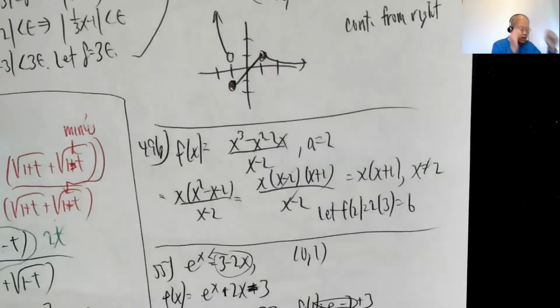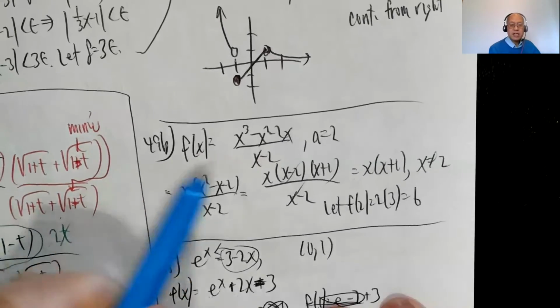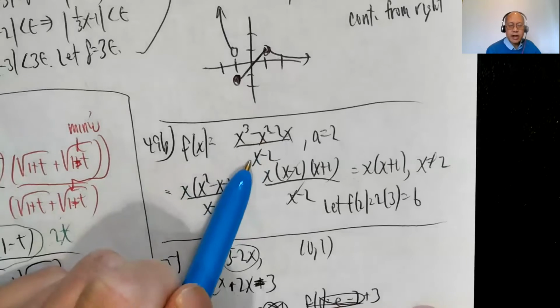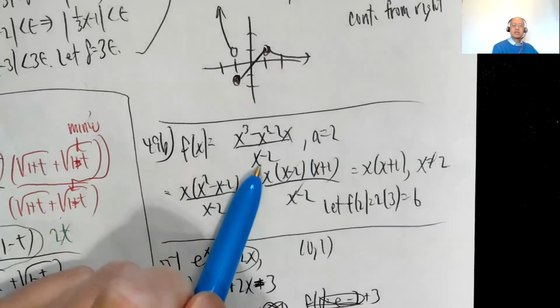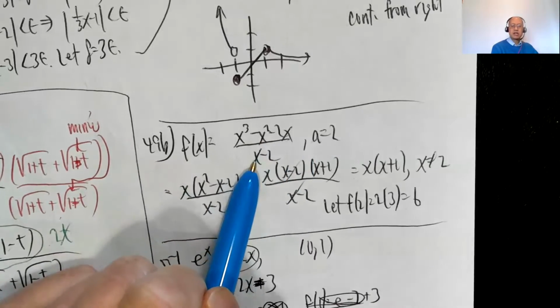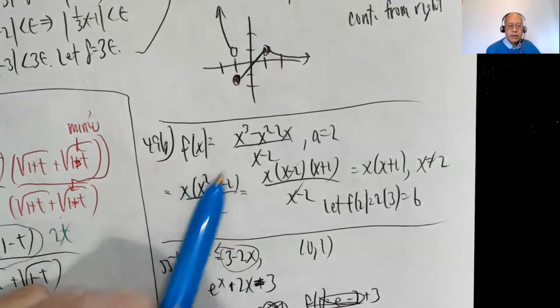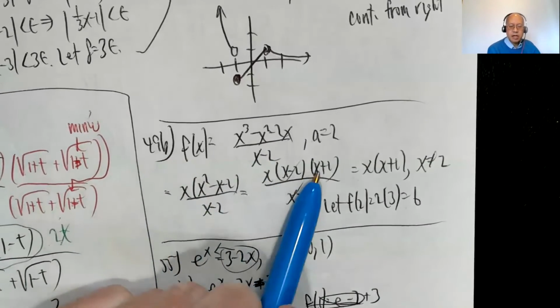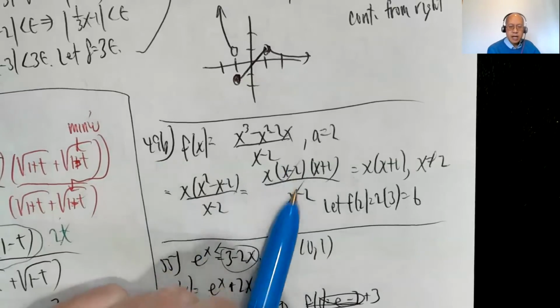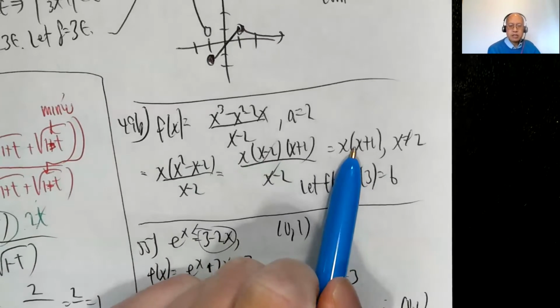Okay, let's see, 49b. f of x is x cubed minus x squared minus 2x over x minus 2 at a equals 2. So you know the function is not continuous at x equals 2. Can we make it continuous? Okay, so we factor: x times x squared minus x minus 2, which is x times x minus 2 times x plus 1, divided by x minus 2. Cancellation: x times x plus 1.